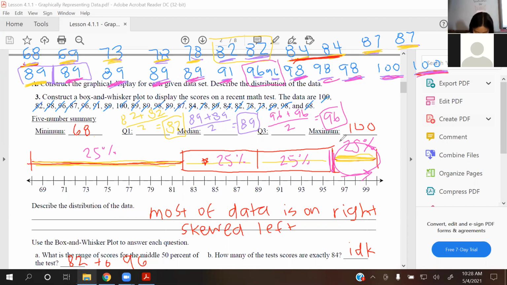Okay, part D says, what was the lowest score? The lowest score is the minimum, and luckily for us, the minimum is part of the five number summary. So literally, what is that number? It's 68. So the lowest score was 68, which was your minimum, because that is part of your five number summary. And the five number summary are the five numbers that you use to create your box and whisker plot. So the last one, what was the lowest score? 68. Okay, any questions about this one?